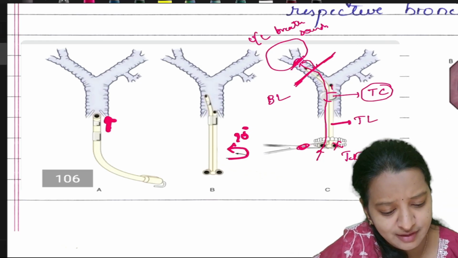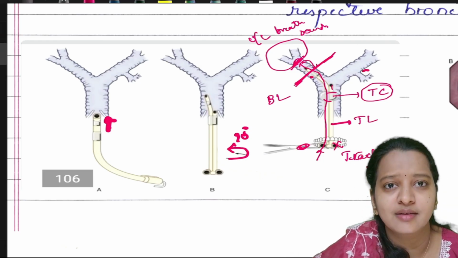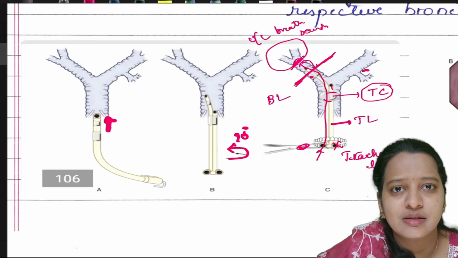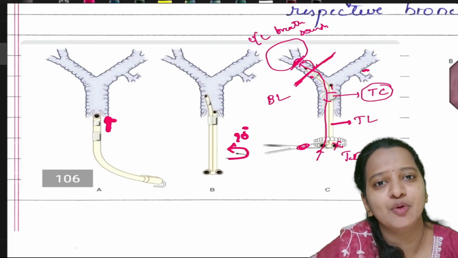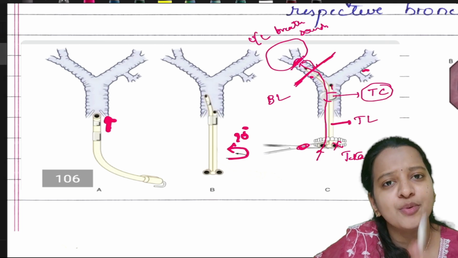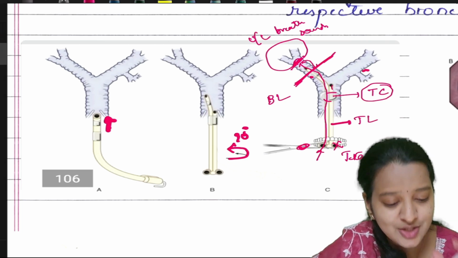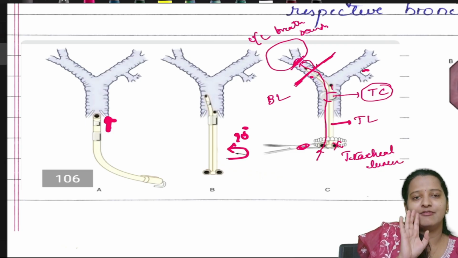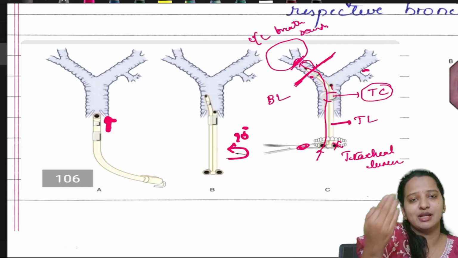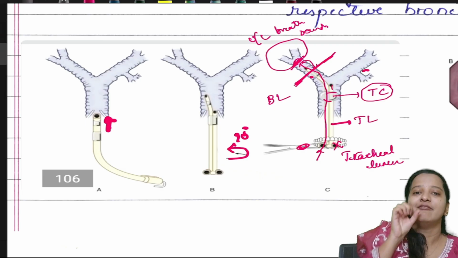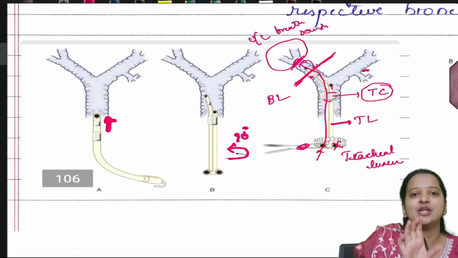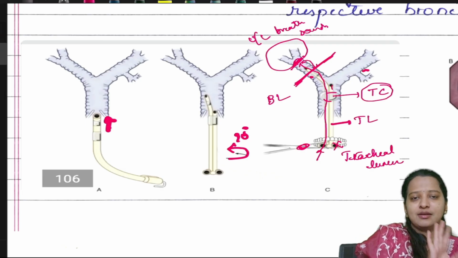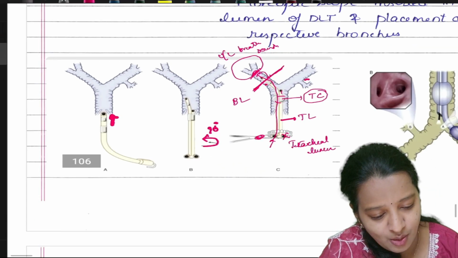What if I keep this DLT on this side? The opposite happens when the tracheal and bronchial lumens are clamped. Simple, just remember that. First, we'll inflate the tracheal cuff and see the bilateral air entry. Next, we'll inflate the bronchial cuff. And now we'll clamp each lumen and check for unilateral air entry. Okay? So that is auscultation.